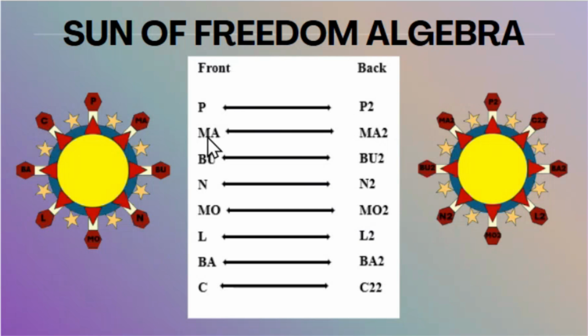At the back of MA we have MA2. At the back of PU we have PU2. And at the back of N we have N2. And at the back of MO we have MO2. And at the back of L we have L2. And at the back of BA, we have BA2. And at the back of C, we have C22.